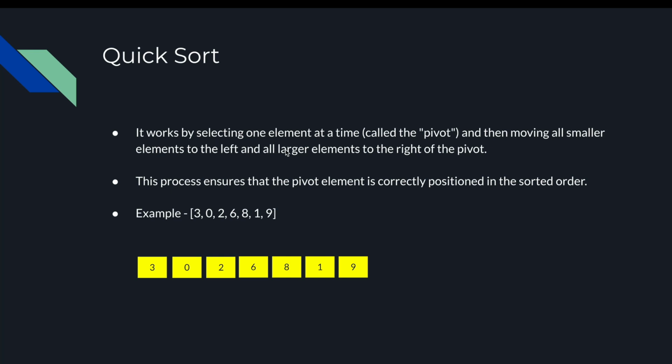As per the definition, in quicksort we select one element at a time, calling it a pivot, and then moving all smaller elements to the left and all larger elements to the right of the pivot.